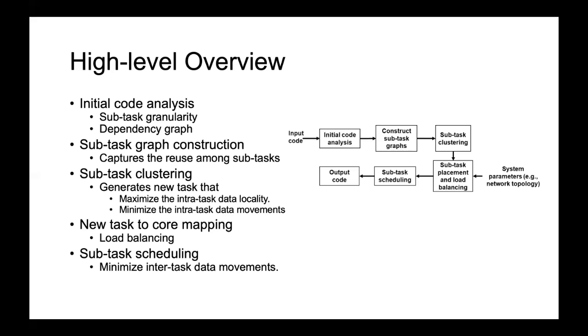And the next step is the new task to core mapping. In this step, we try to map the newly generated tasks to the cores such that they are close to the data location and also maintain load balancing. And the last step in our approach is subtask scheduling. Basically, we shuffle the execution order of the independent subtasks within the newly generated tasks to minimize the inter-task data movements. So let's visit each step individually and use an example to show how our approach works.